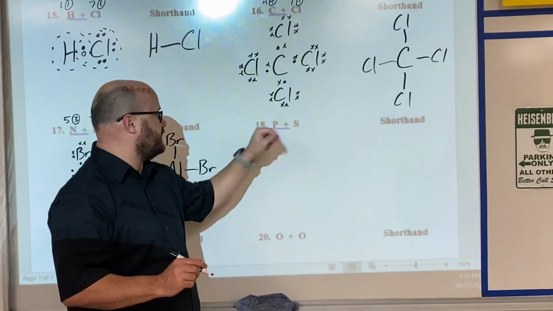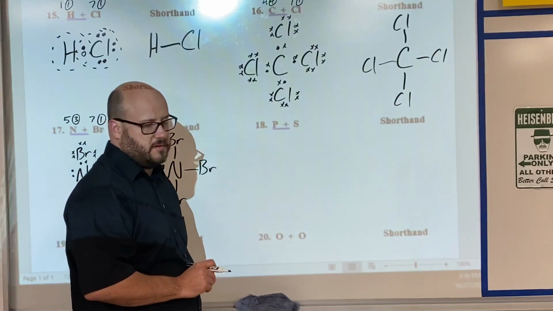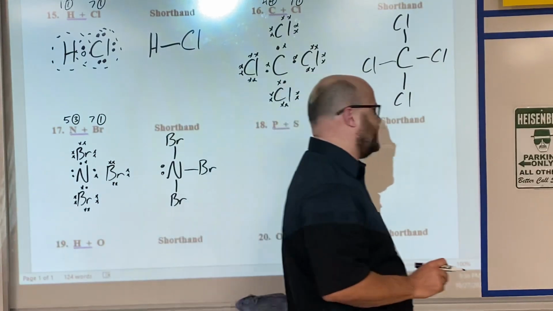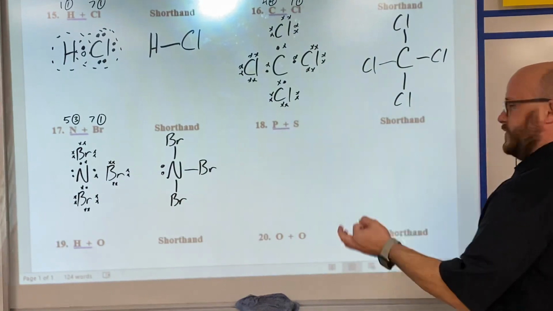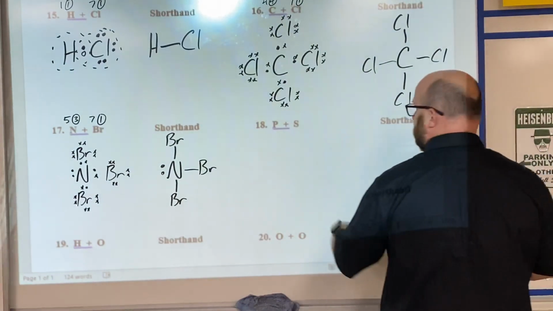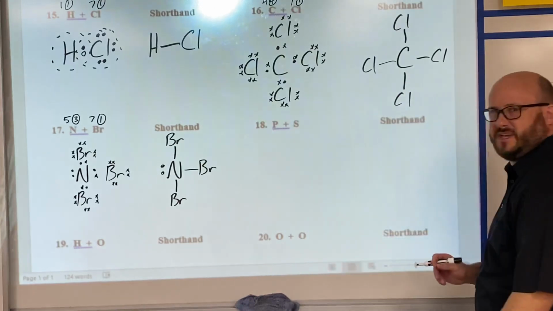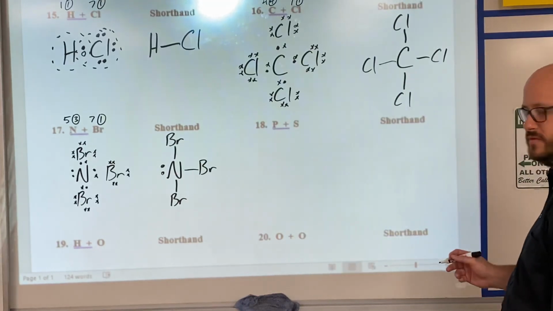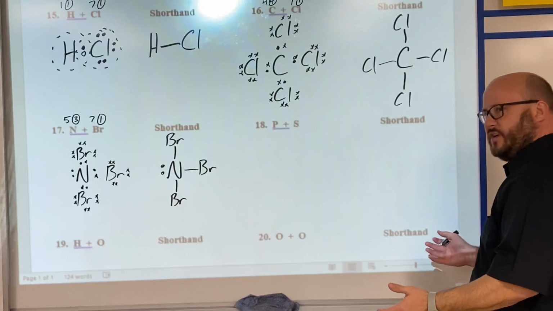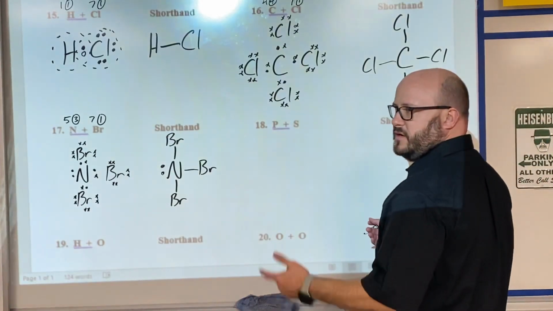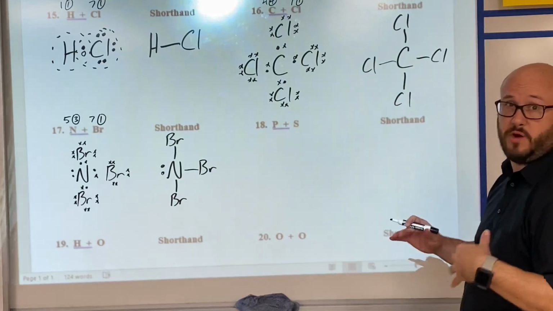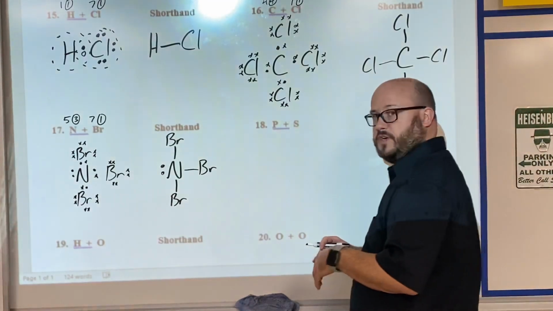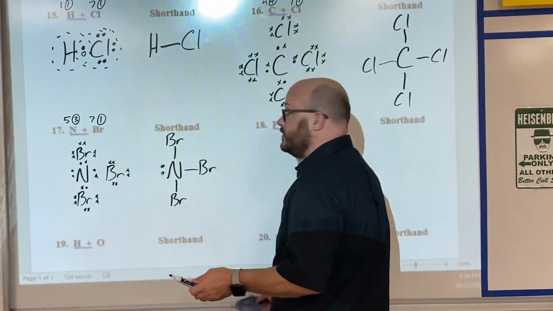Phosphorus and sulfur. How many valence electrons does phosphorus have? It's got 5. It needs to share 3. Sulfur is in group 6. It needs to share 2. That's kind of an odd number. 3 and 2, it works on a totally different scale, and we're not worried about that for this class. So we're going to skip forward, keeping it simple.